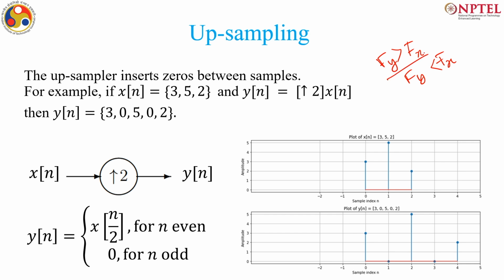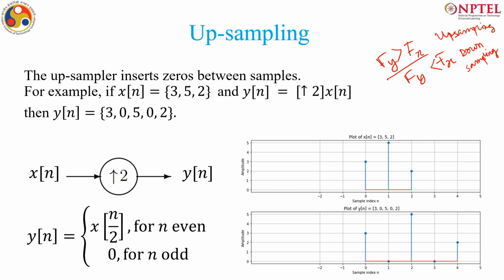So, when I am increasing the sampling rate, this process is called upsampling, and when I am decreasing the sampling rate, it is called downsampling. So, what does an upsampler do? An upsampler will insert zeros in between samples, and in this way it will increase the sampling rate.